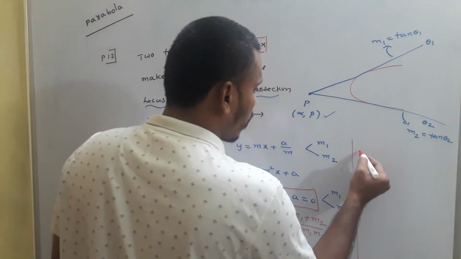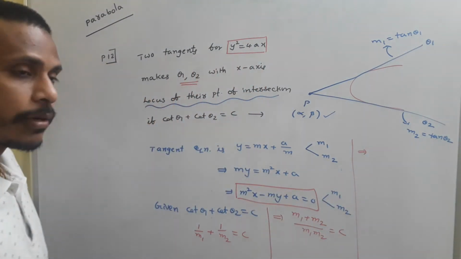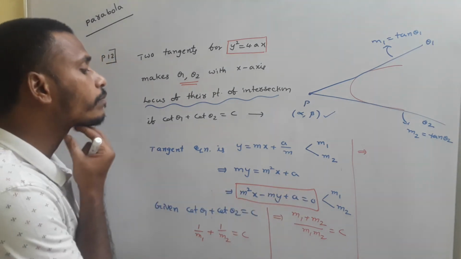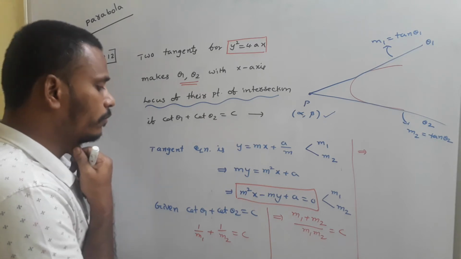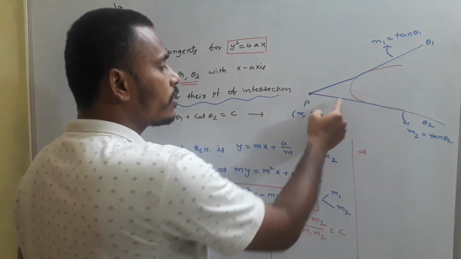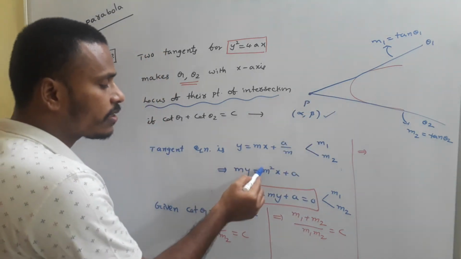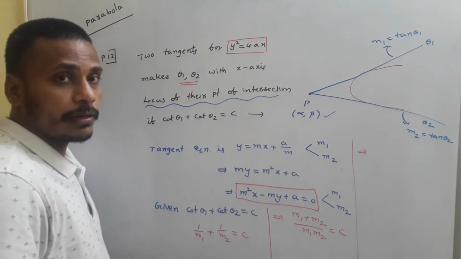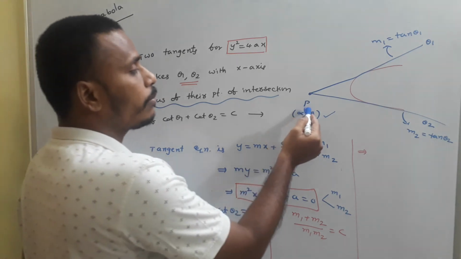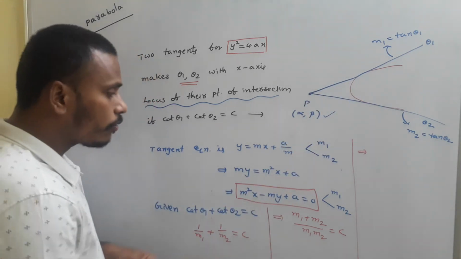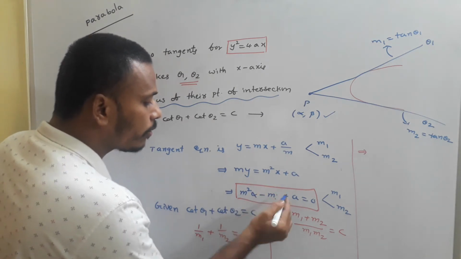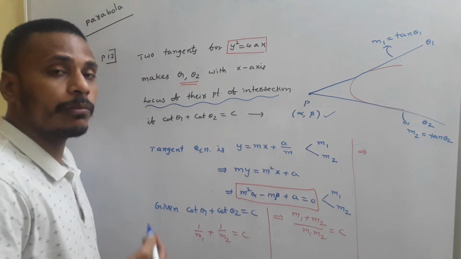So I am using this space now. This implies, what is m1 plus m2? One more thing: since this point alpha comma beta is on the first tangent as well as the second tangent, this tangent equation is satisfied by alpha beta. So now I am rewriting this x with alpha and this y with beta, because alpha comma beta is a point on both the tangents.